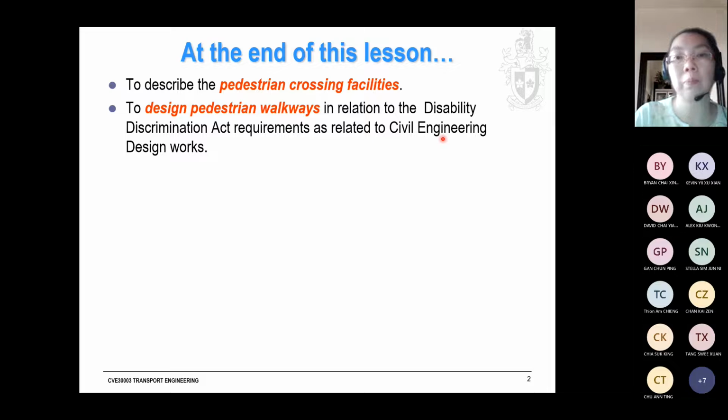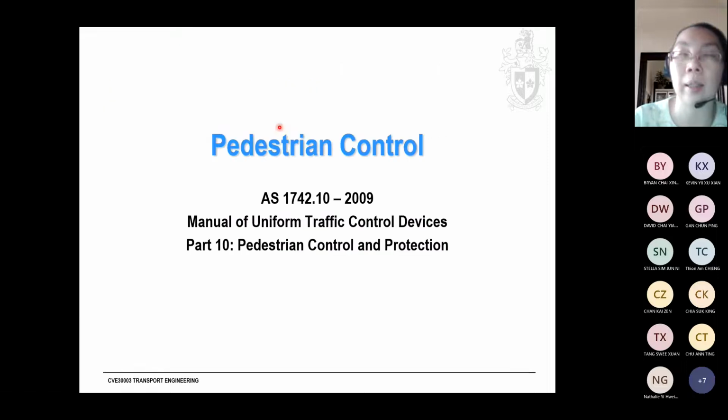Okay, so there are two parts to this week's lesson. One is on pedestrian crossing facilities. We'll discuss all this, and then we'll move into the design before we finally look into tactile indicators. Okay, so pedestrian control, we based it on Australian Standard 1742, Part 10, which is on pedestrian control and protection. So this is under the Manual of Uniform Traffic Control Devices. Okay, so we can look further into this.